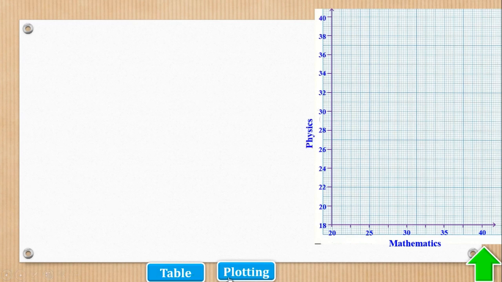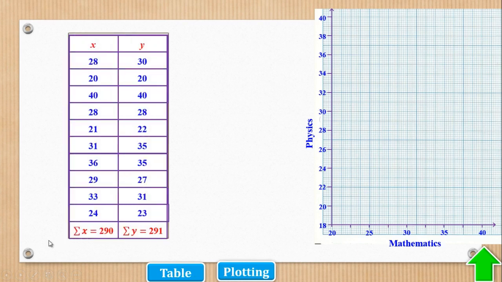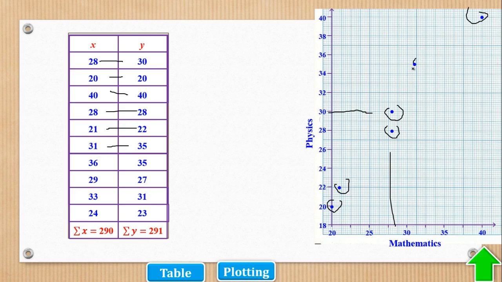So next is to plot. To plot, we need the values of x and values of y. So 28, 30. Look for 28 here and 30 here and locate that point. The next is 20, 20, which is here. Next is 40, 40, which is here. Next is 28, 28, which is here. Next is 21, 22, which is here. Next is 31, 35, 36, 35, 29, 27, 33, 31, and lastly 24, 23. So I finished drawing our scatter diagram.